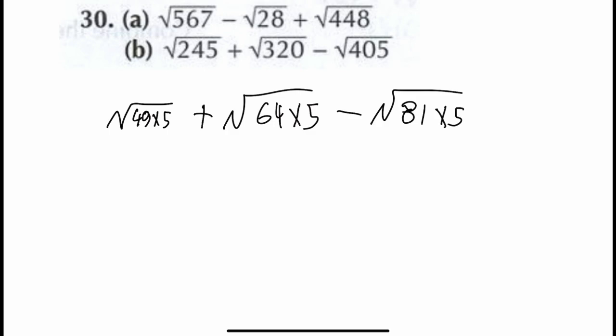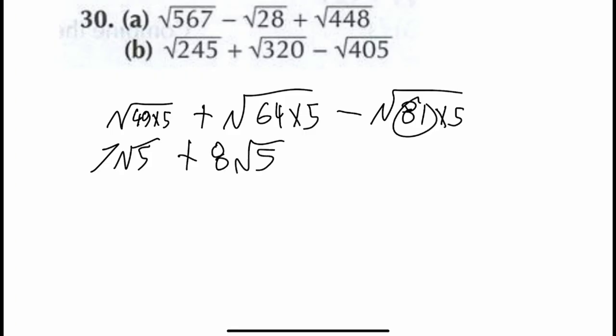So now we need to get rid of the numbers that we can square root. The square root of 49 is 7, so put 7 outside the square root. Leave the 5 because we can't square root that. Let's move on to the next number. The square root of 64 is 8, so put that 8 outside. Leave the 5. The square root of 81 is 9, so minus 9 root 5.